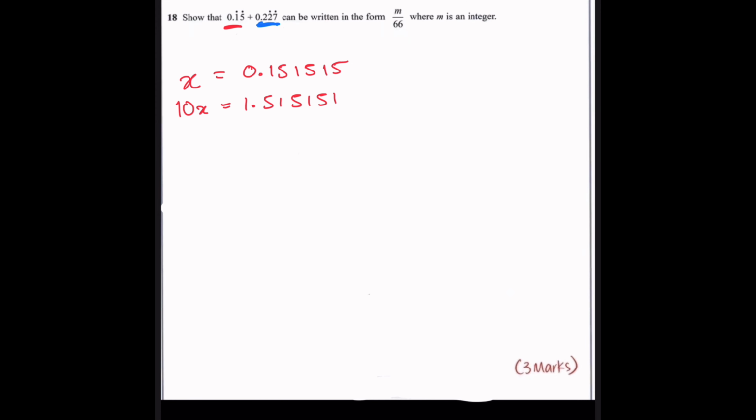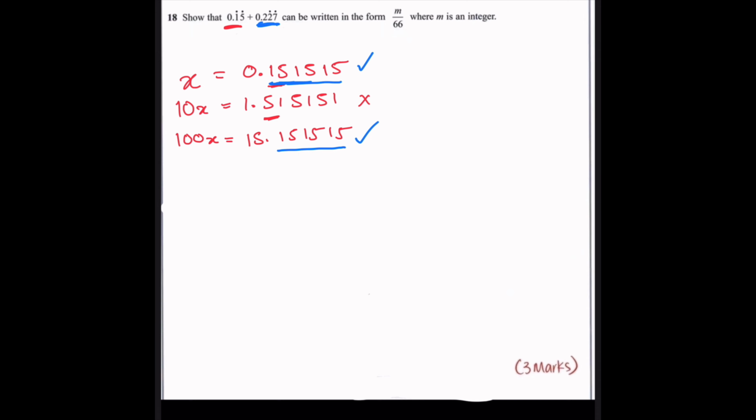1.515151. Now, every time I do this, I'm going to check whether they have the same decimal. Now, I can see this decimal is 1.5 and this decimal is 5.1. So we're not quite there yet. They don't have the same decimal. So I'm going to multiply by 10 again. 100x gives me 15.151515. I'm going to do this check again. Do any of these numbers have the same decimal? And I can see this is 151515. This is 151515. So these two have the same decimal. At this point I can stop.